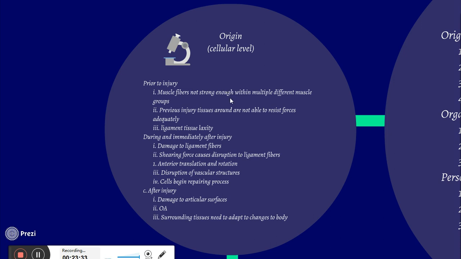After the injury, maybe a few years later or immediately after, she has damage to the articular surfaces, the cartilage, damage from the disrupting event and from the change in her biomechanics. Osteoarthritis develops, and the surrounding tissue needs to adapt to the changes that the body has gone through. Those muscles and tissue at the ankle, knee, and hip may all be making adjustments to account for not having an ACL or the surgery.